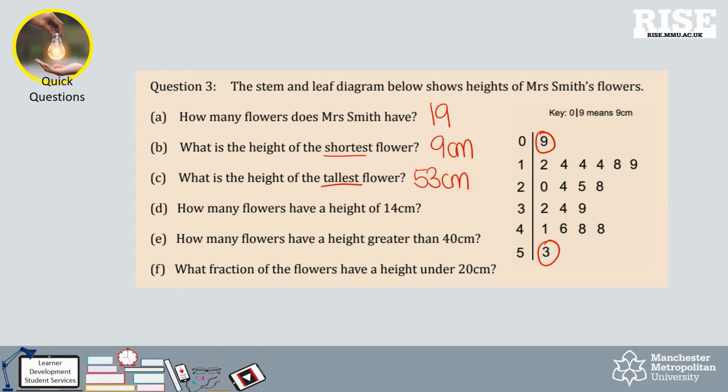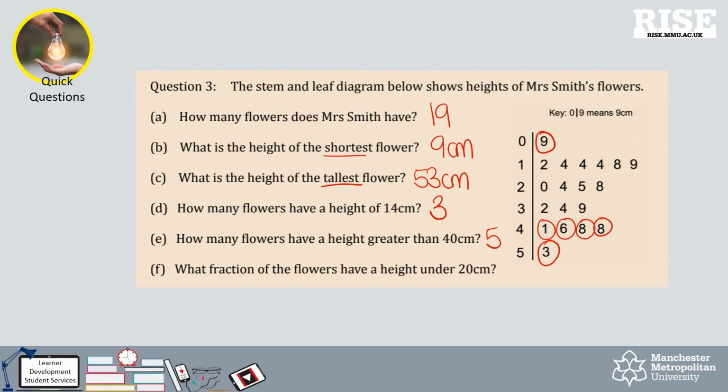How many flowers have a height of 14? So I'm looking for a stem of 1 and a leaf of 4. That occurs 3 times. How many flowers have a height greater than 40? So that could be this 41, 46, 48, 48 again, and the 53. There are 5 flowers that have a height greater than 40.